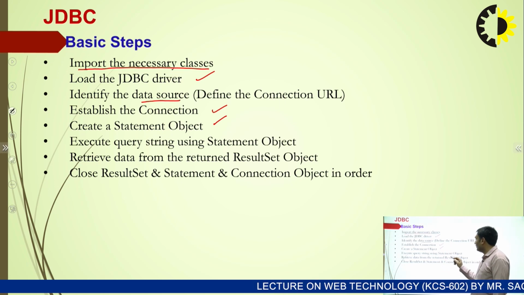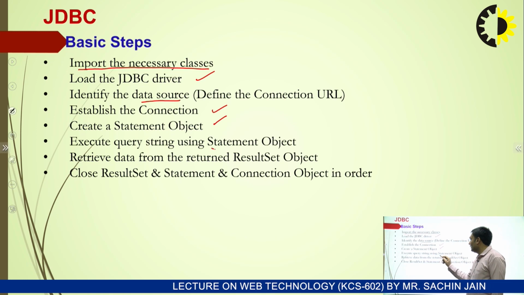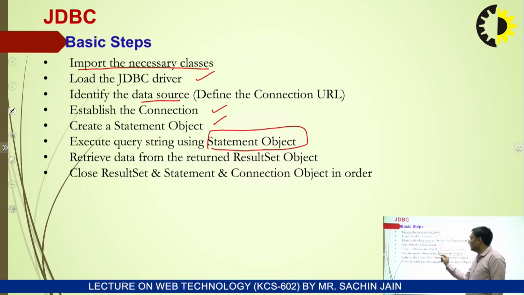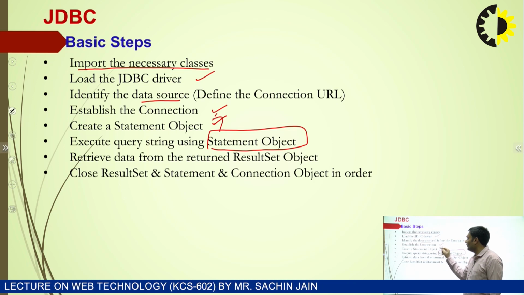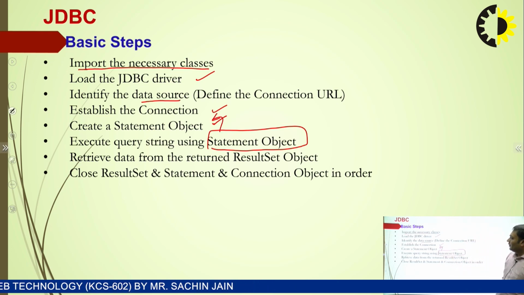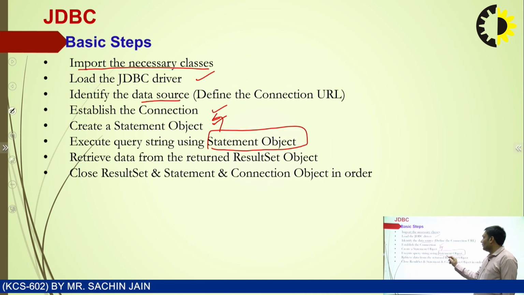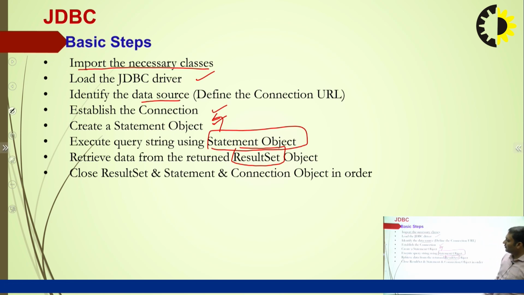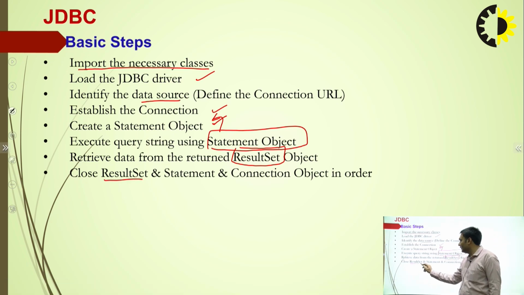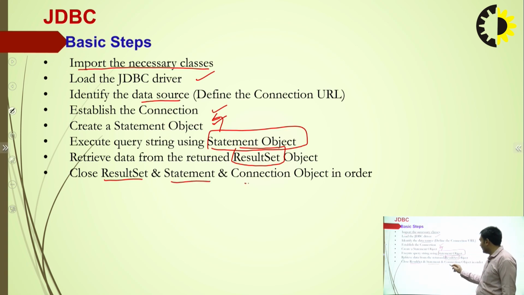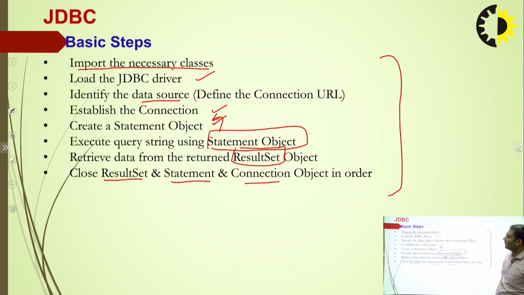Then we will execute the query using the statement object that was created in the previous step. And then we will retrieve the data from the ResultSet object. And at last we will close the ResultSet, statement, and connection objects in the same order as we created them, right? So these are the basic steps through which we can connect our application with the database.